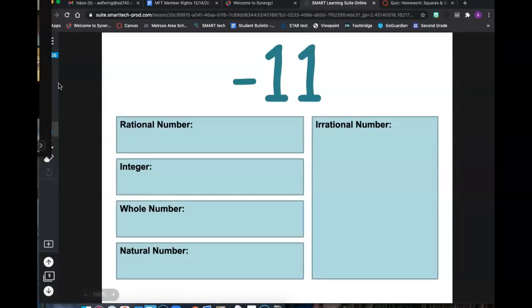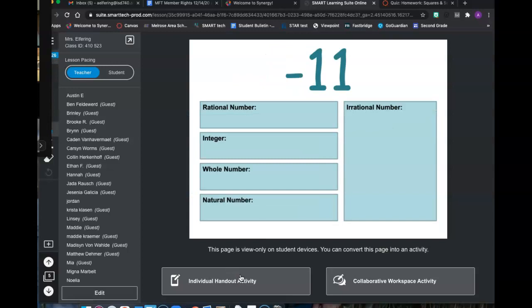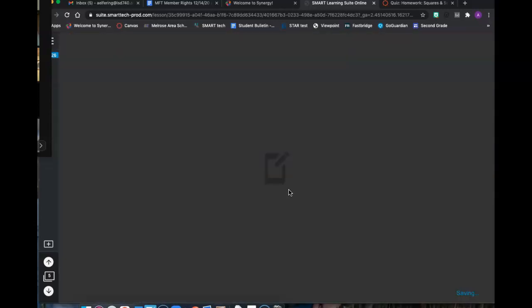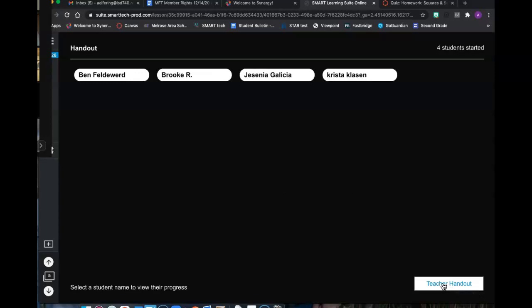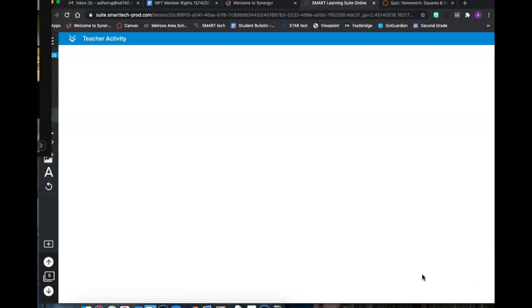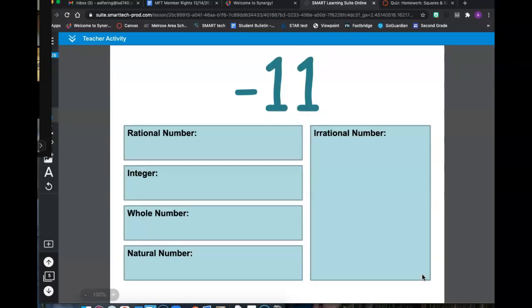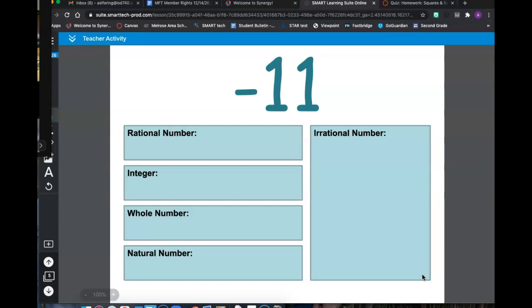Okay, let's try another one. The next number is negative 11. Let me make this an activity for you. This one is just on your own. I want you to put a check mark in all the categories that you think negative 11 belongs.